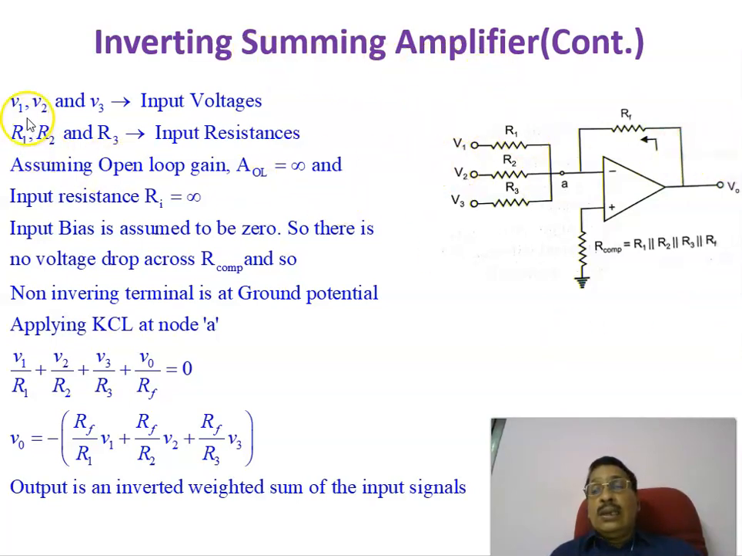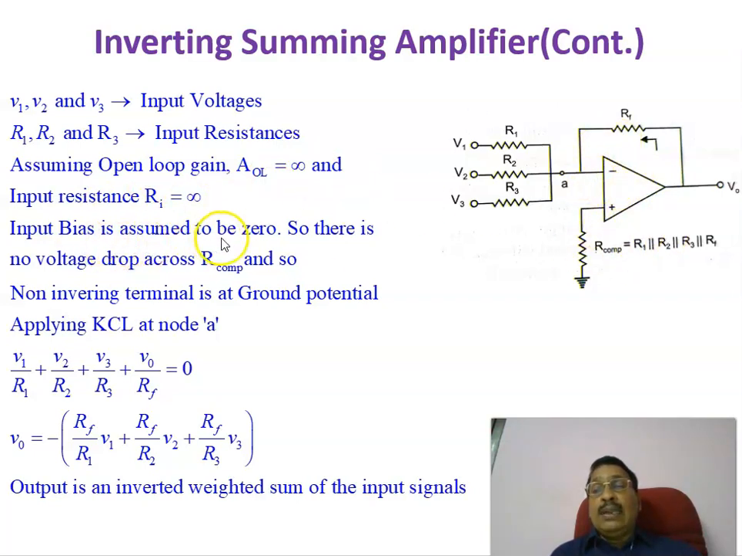Now, V1, V2, and V3 are the input voltages. R1, R2, and R3 are the input resistances, so we are externally connecting R1, R2, R3 at the input side. We are assuming that the open loop gain is infinity, and the input impedance of the op-amp is infinity. The open loop gain is infinity, as well as the input resistance of the op-amp. This is the ideal case.